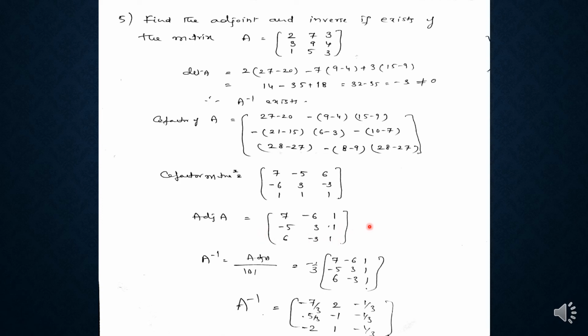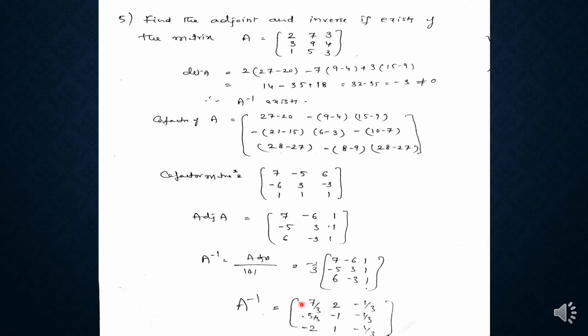After finding adjoint A, write the formula for A inverse. A inverse is equal to adjoint A divided by det A, where det A is minus 3. So this can be written as minus 1 by 3 into adjoint A, which is 7, minus 6, 1; minus 5, 3, 1; 6, minus 3, 1. Or by dividing each and every element by minus 3, we can write it like this also.